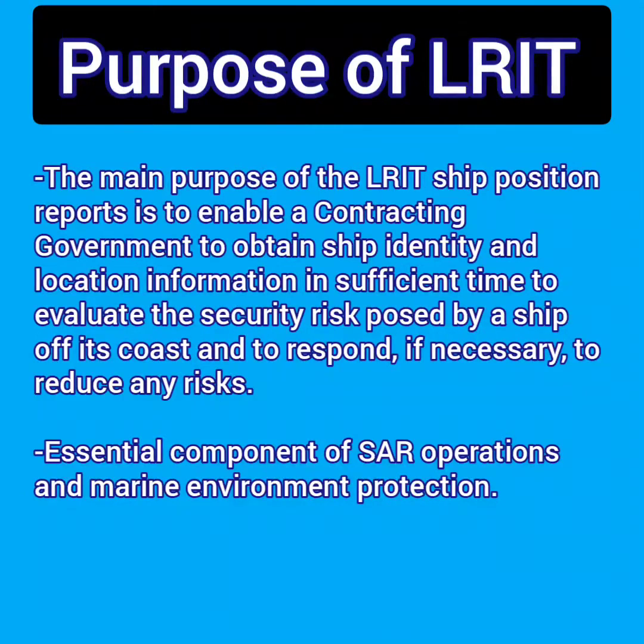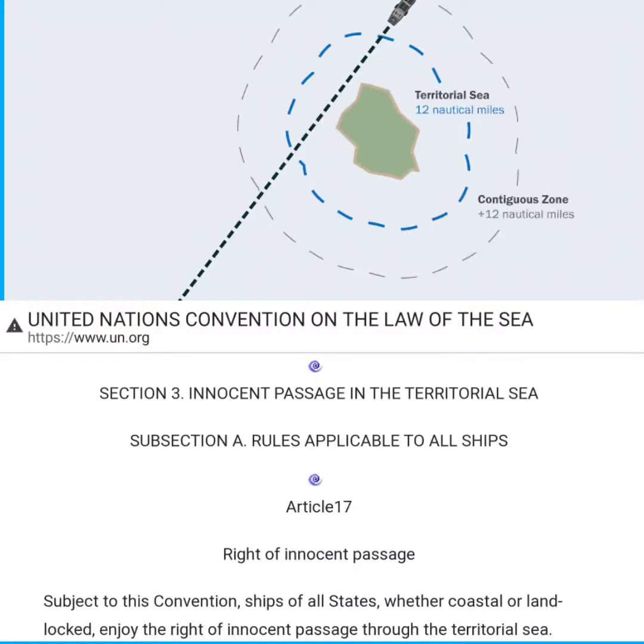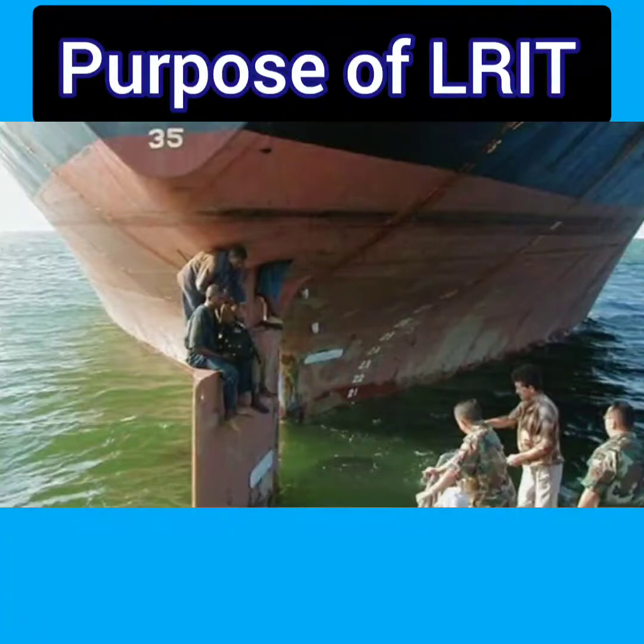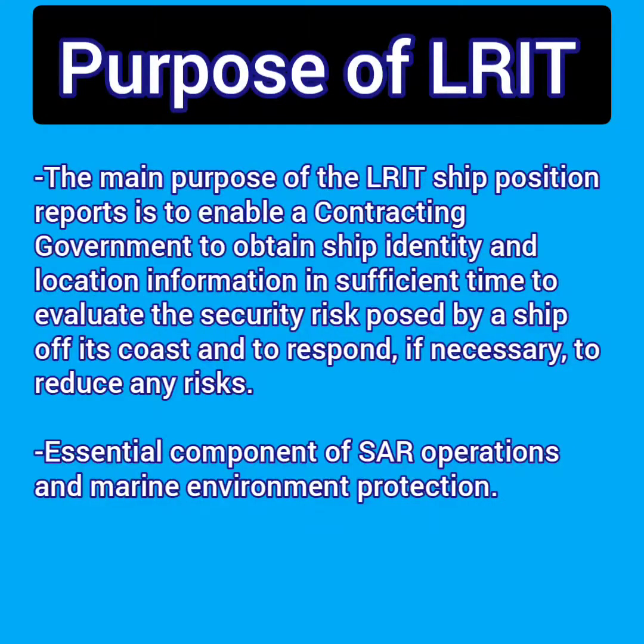Now, talking about LRIT, the main purpose of LRIT is to enable a contracting government to obtain ship's identity and location information in sufficient time to evaluate the security risk posed by a ship off its coast and to respond if necessary to reduce any risk. The United Nations Convention on the Law of the Sea allowed the right of innocent passage to the normal ships. Still, it is important for the coastal state to know what all vessels are coming within its coast. Thus, LRIT allows the identity and location information to be transmitted to all such parties who are interested in it, even at a very long range.